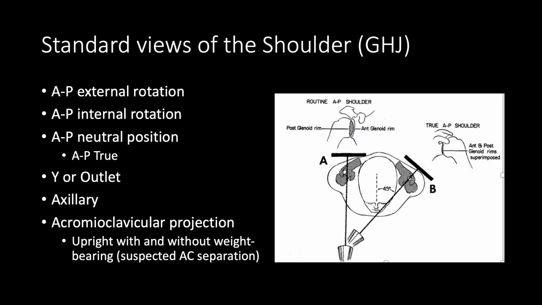So our standard views of the shoulder are the AP external rotation, AP internal rotation, and AP in neutral, the Y or outlet view, an axillary view, and an acromioclavicular projection. So I'd encourage you to go back to your textbook, the McInnes book, and really look at pictures and be familiar with these setups for imaging of the shoulder area.